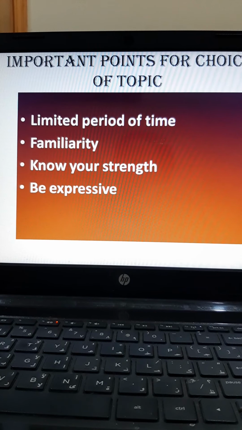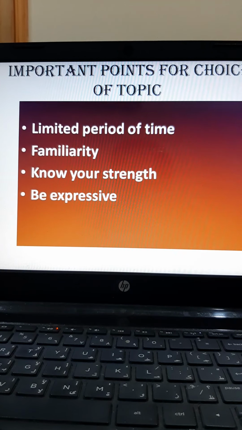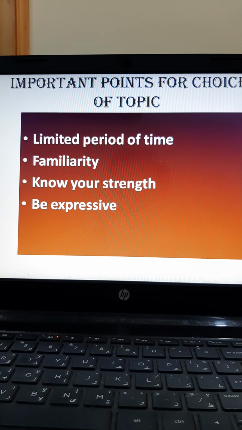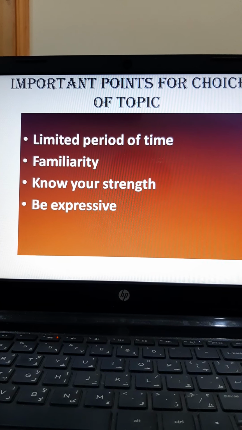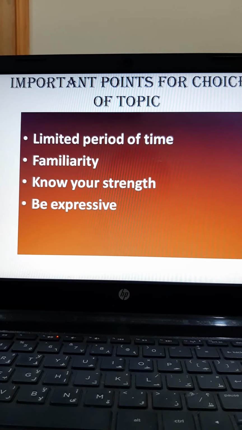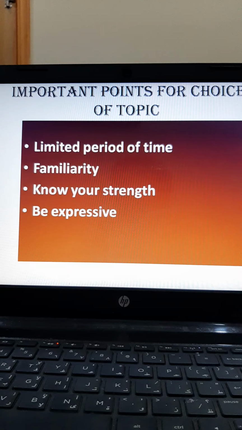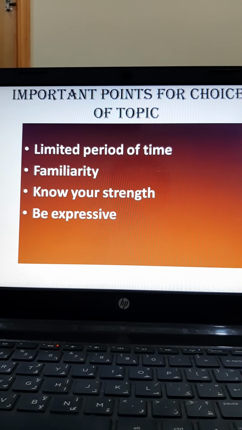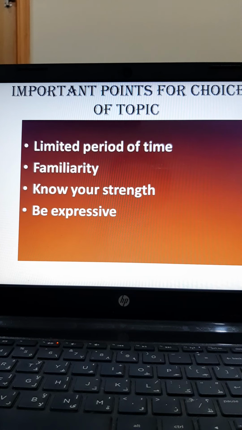Number one, limited period of time. You must be conscious of the fact that you have a limited period of time to plan and write your essay. Therefore, planning is important. However, having said that, do not produce an over elaborated plan. Secondly, familiarity. Choose a topic that does not require you to think too long about what you should write. As far as possible, write about something that you are familiar with.